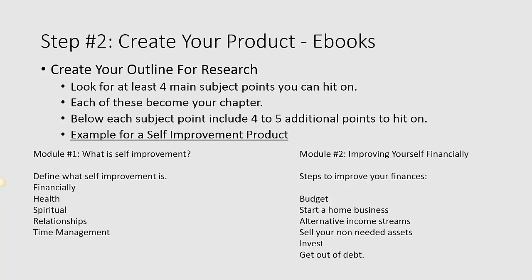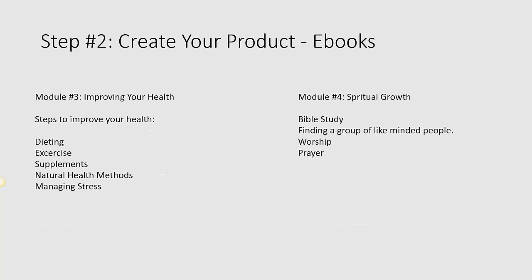Module number 2 is how to improve yourself financially. So steps to improve your finances, things you would want to cover, and you just have to list these bullet points. So now you know what kind of content to research. Budget, how to get a budget, start a home business, alternative income streams, sell your non-needed assets, investing, and getting out of debt. So these are all steps to improve your finances. Module number 3 was all about improving your health. So you could talk about dieting, exercise, supplements, natural health methods, managing stress.